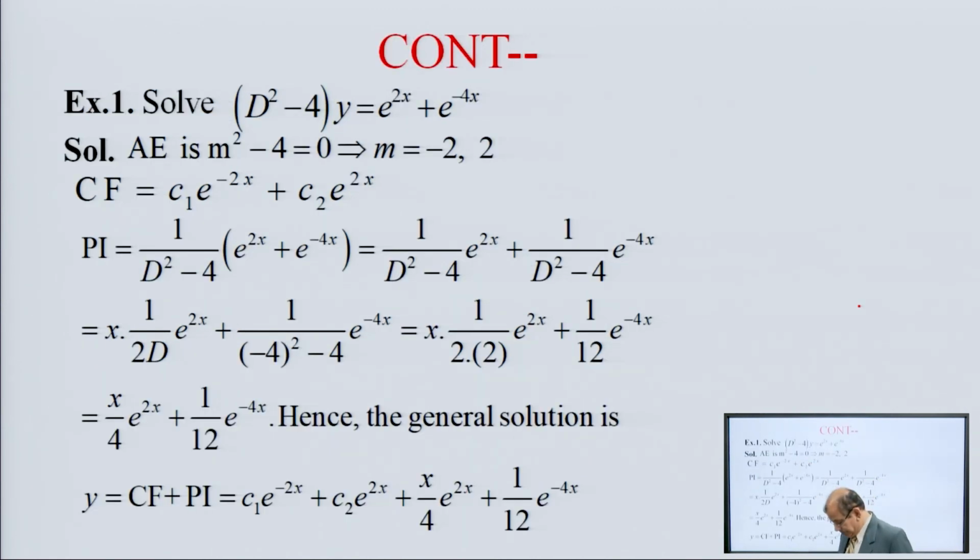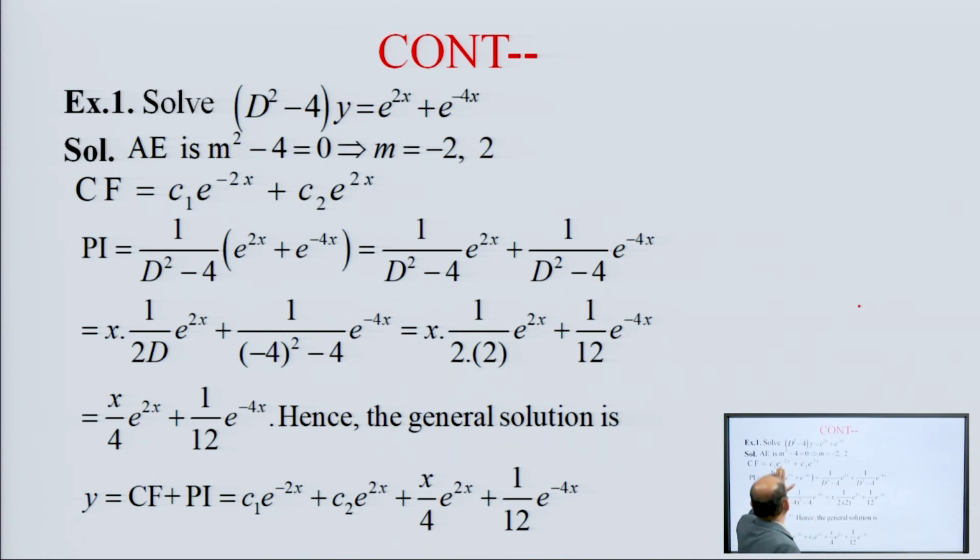Solve d^4 y minus d^2 y minus 4y is equal to e^(2x) plus e^(-4x). Since it contains a left-hand side as well as a right-hand side, we find the complementary function as well as the particular integral, and the general solution is obtained by adding the complementary function and the particular integral.